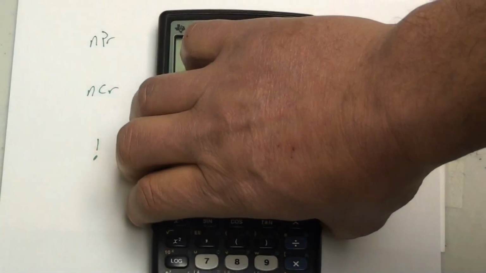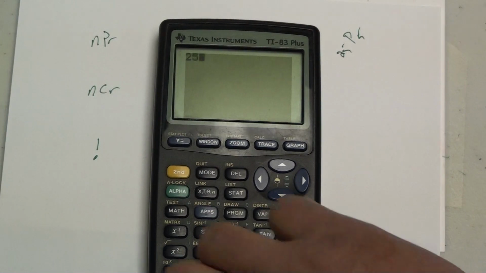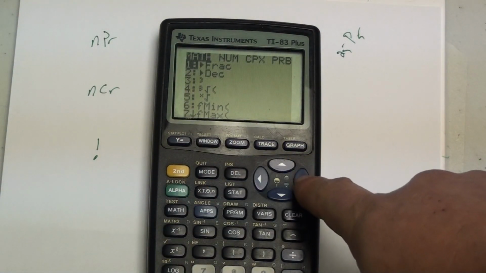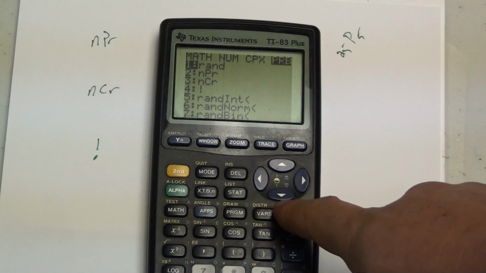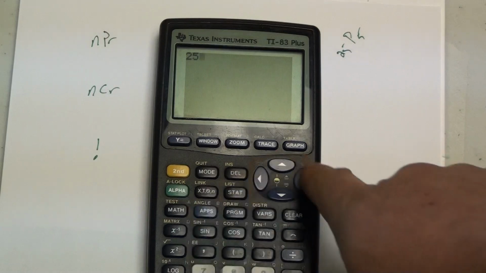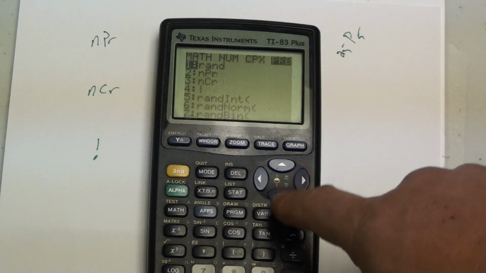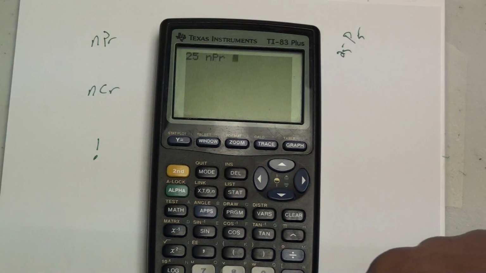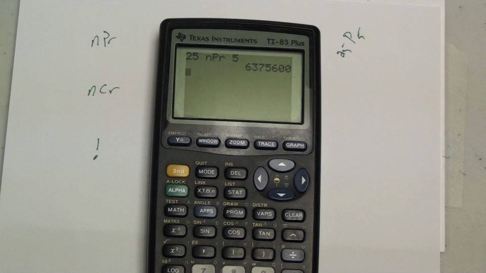If it was on TI83, same spot. Hit 25, then you go Math, go across, and on the TI83 it's PRB instead of Prob. Let me try that again. So you go 25, Math, PRB, down to nPr, hit Enter, 5. 25P5 gives you your answer.